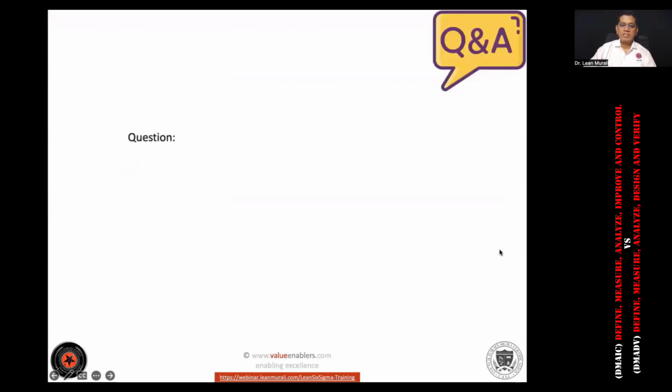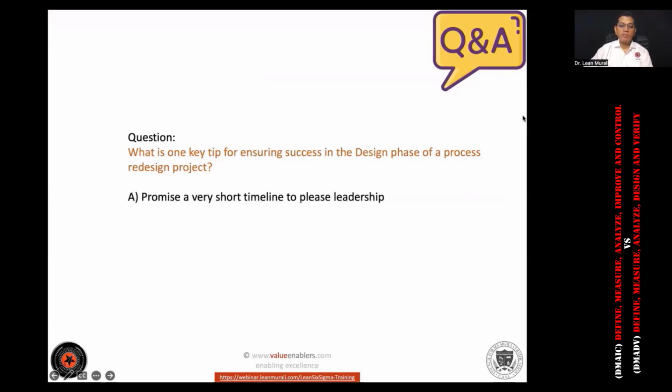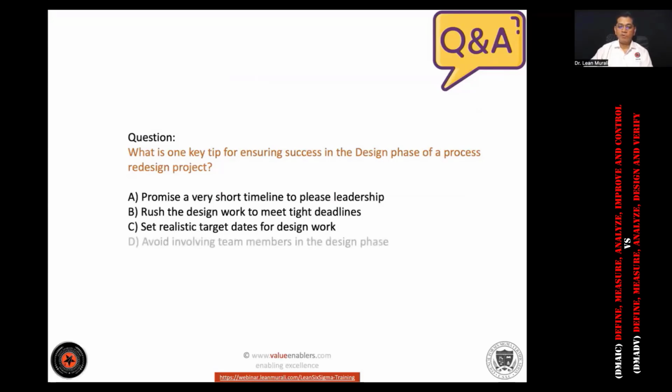Okay, let's get into the question and answer session. Which one key tip ensures success in the design phase of a process redesign project? Promise a very short timeline to please leadership. Rush the design work to meet tight deadlines. Set realistic target dates for design work. Avoid involving team members in the design phase. Now, this also seems to be quite a logical answer. Set realistic targets for the same. All right. Thank you.